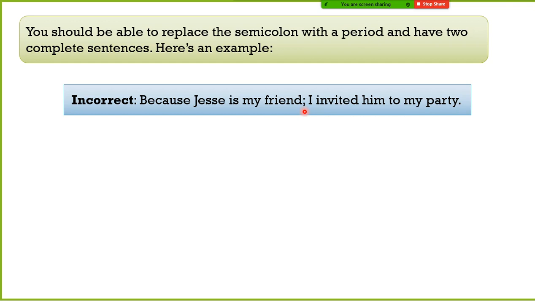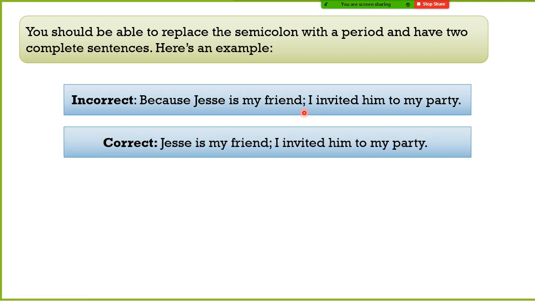So this means that the semicolon does not connect a dependent with an independent clause. It connects two independent clauses together. So the correction is to erase "because". Jesse is my friend, semicolon, I invited him to my party.